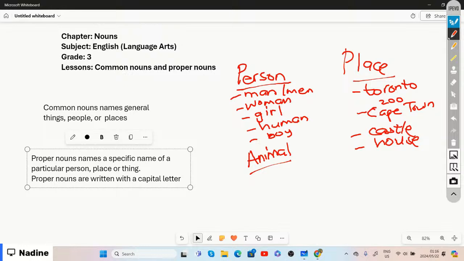Now we're going to go on to animals. If we were to identify names of animals, I would say dog. I have a dog. Names of animals. You can either give your name a dog or just take the names of the animals.